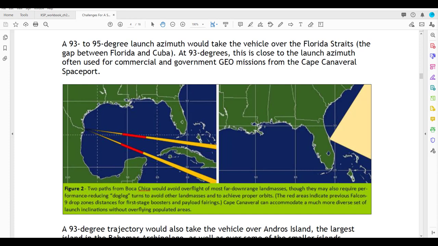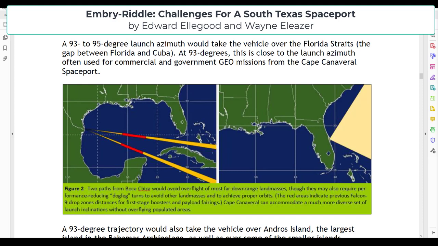This is an image that I got from this Embry-Riddle Aeronautical University paper that you can find online, entitled Challenges for a South Texas Spaceport by Edward Ellegood and Wayne Eleazer. And here they have an image to suggest what that path, that azimuth angle of 93 degrees, would probably be, this path right along here. Among many challenges, some of those challenges include trying to avoid all these land masses that are downrange, and also potentially oil drilling facilities in the Gulf of Mexico.